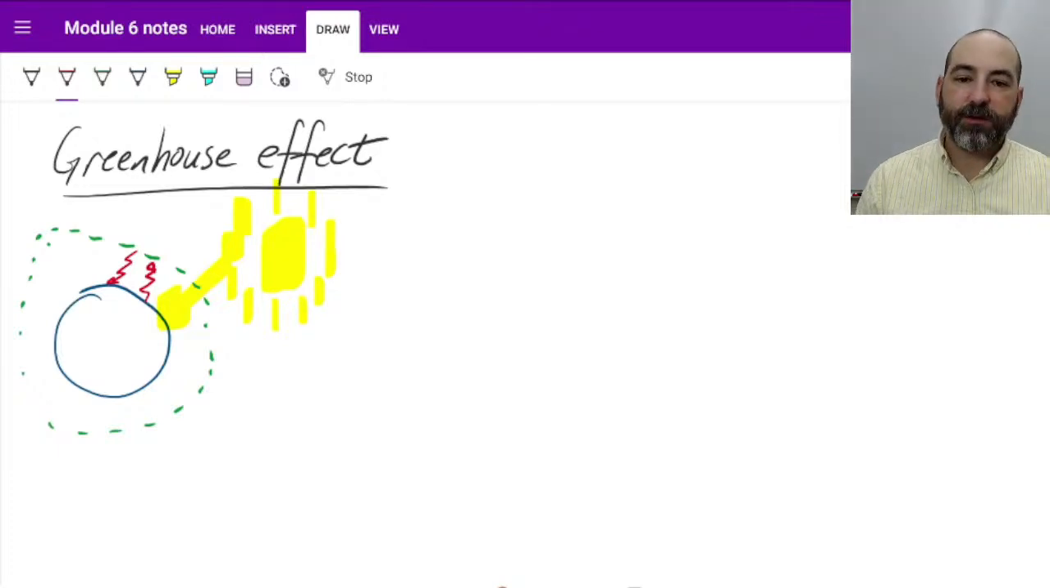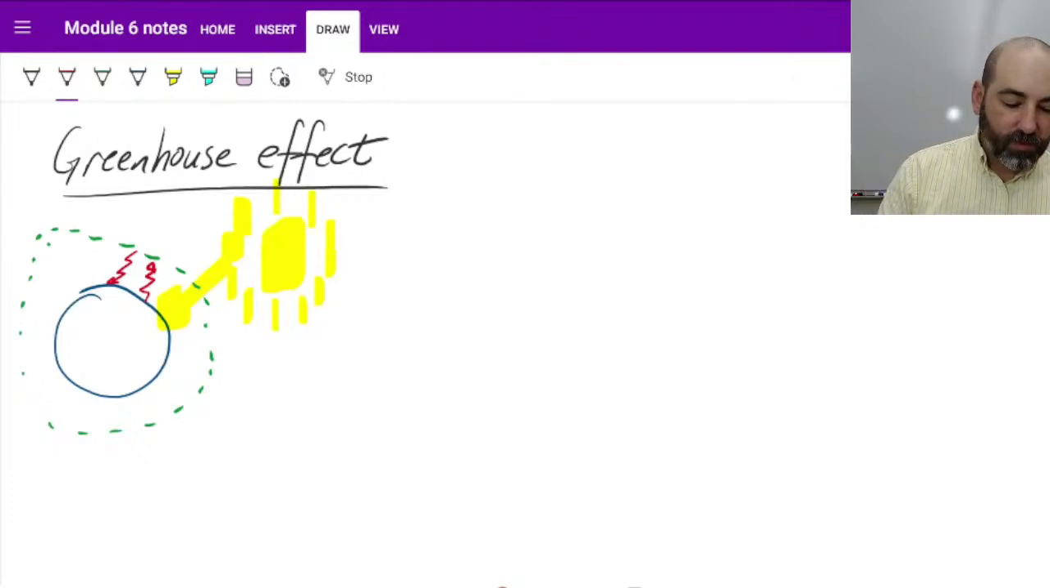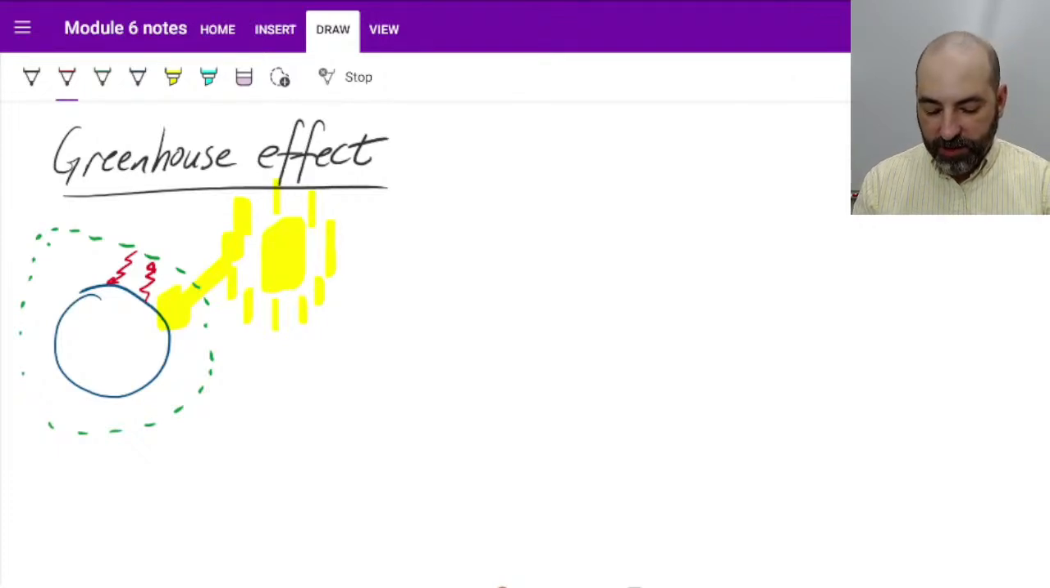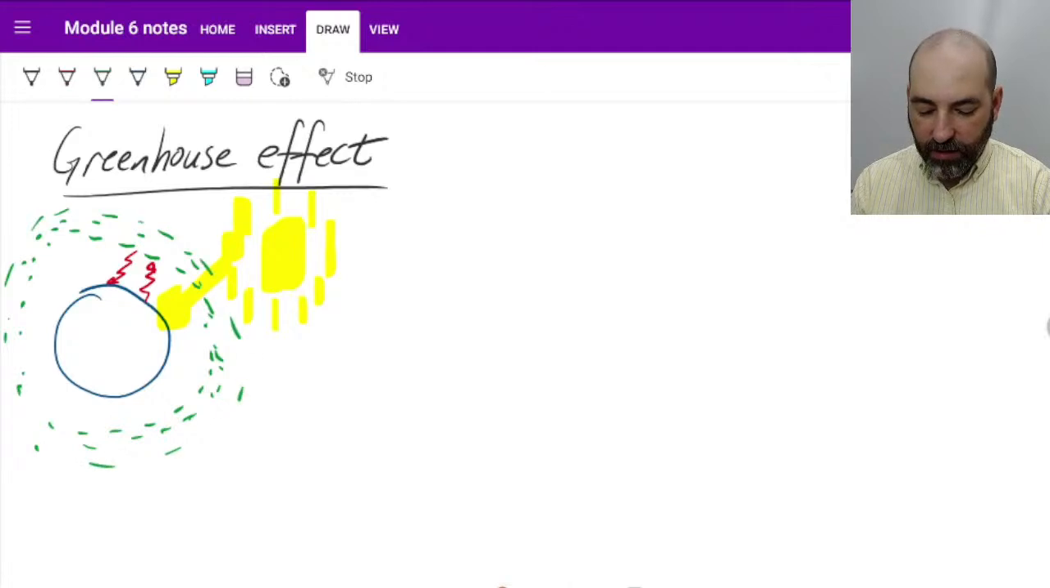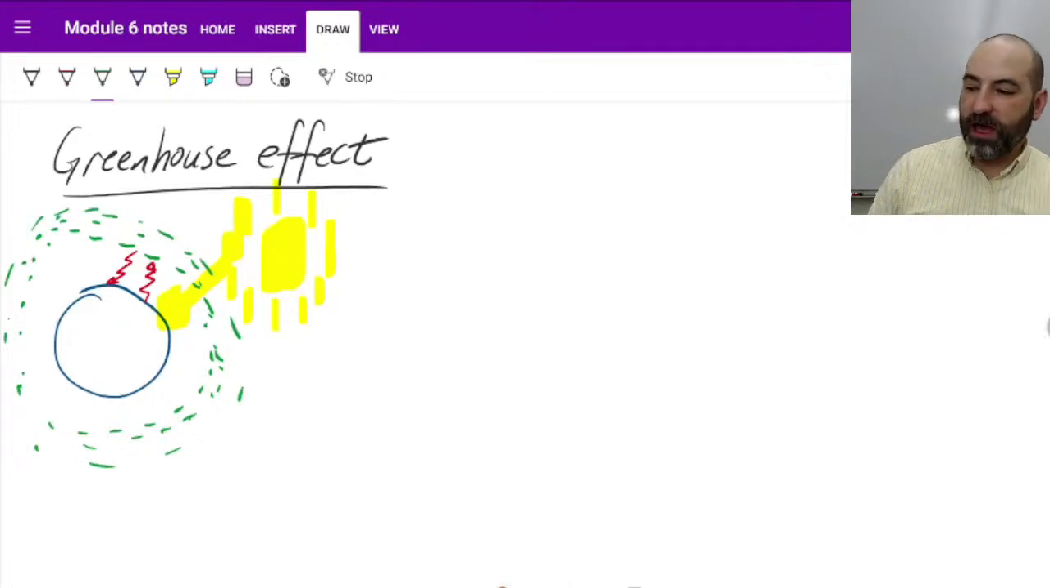The gases in the atmosphere allow some of that heat to stay here and make our Earth habitable. All right, so what's the problem? Well, the problem is if there's too many of these gases in the atmosphere, it increases that greenhouse effect. And so now you have more and more light, or more and more energy, remaining on Earth, which leads to an increase in temperature.